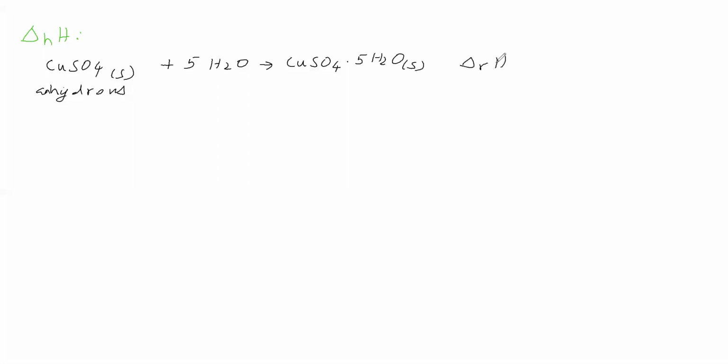The enthalpy of this reaction is minus 78.87 kilojoule per mole. So this process is called hydration. This copper sulfate takes the required quantity of water molecules to form a hydrated salt. For the formation of the hydrated salt, the enthalpy change is minus 78.87. That means enthalpy of hydration.